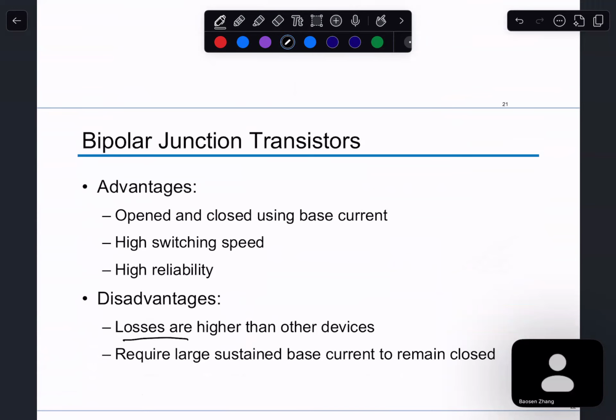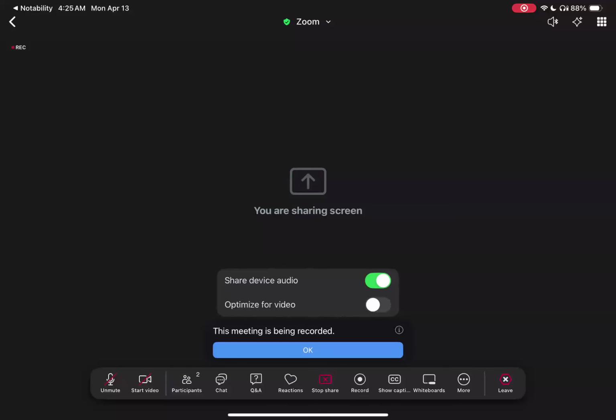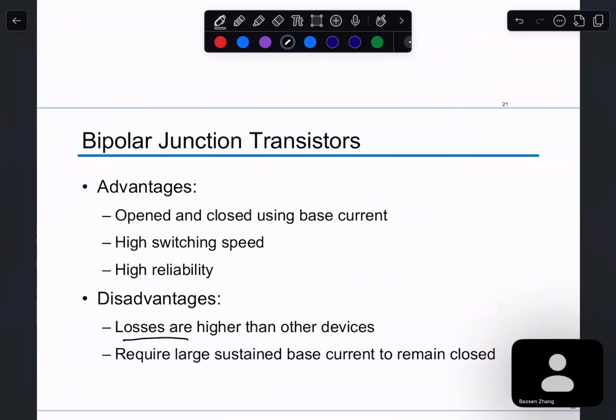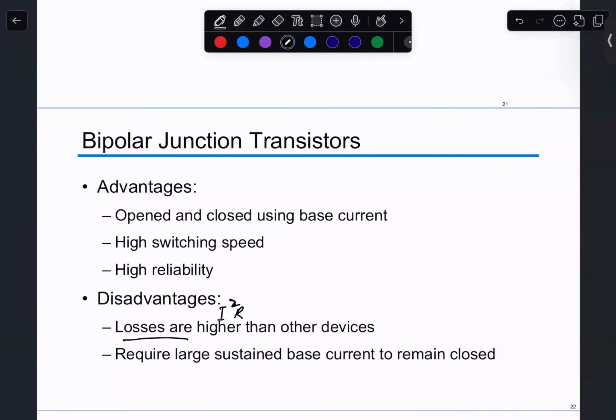The reason we have high loss is that we're putting current into this device, and there is some I squared R loss that you can't really get rid of. It's hard to eliminate this I squared R loss. Also, you may need a fairly large base current to actually close the switch.